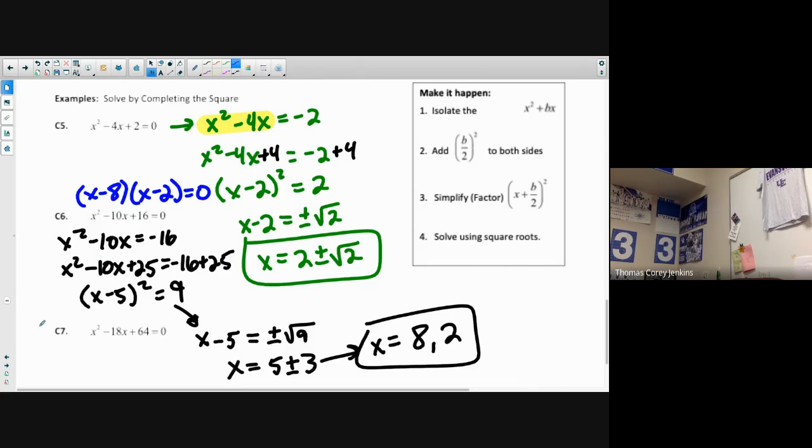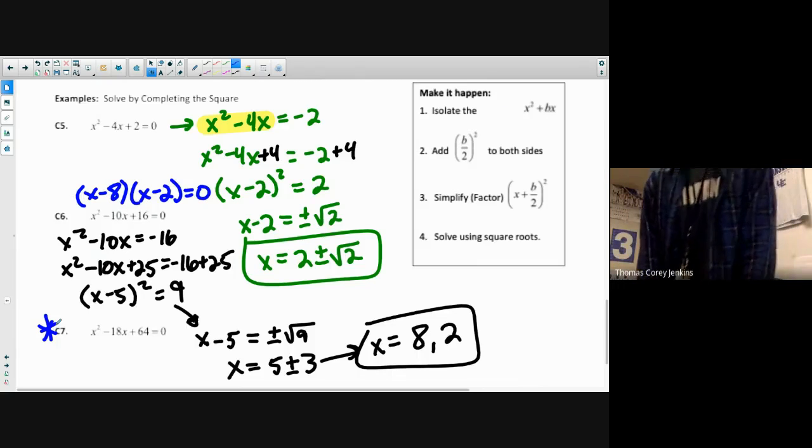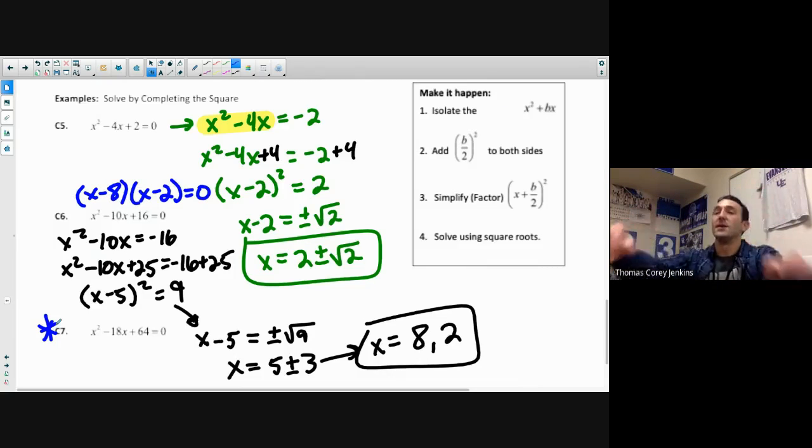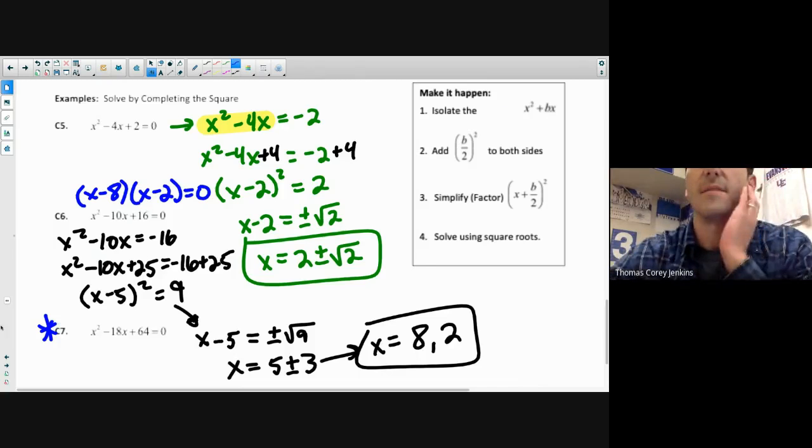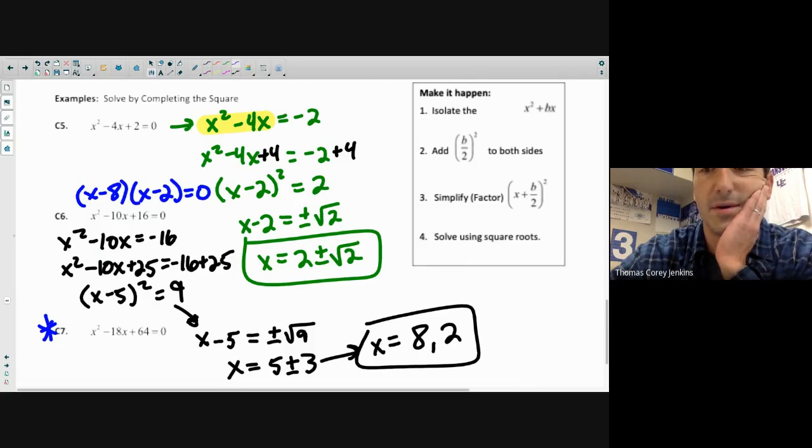I'll leave C7 for you guys to try, and it is in the notes. And you should always try those extra examples. They are helpful. That way you're practicing on paper and pencil, and you're practicing on Math Excel. A little bit of best of both worlds.